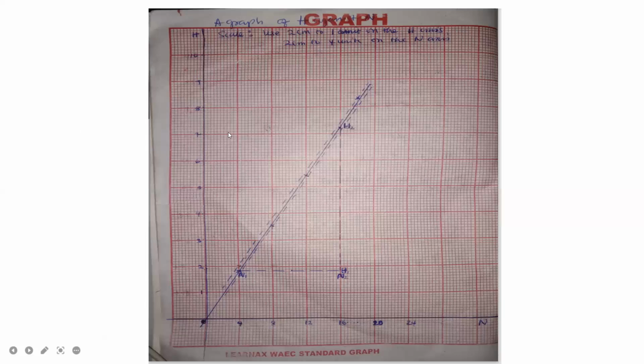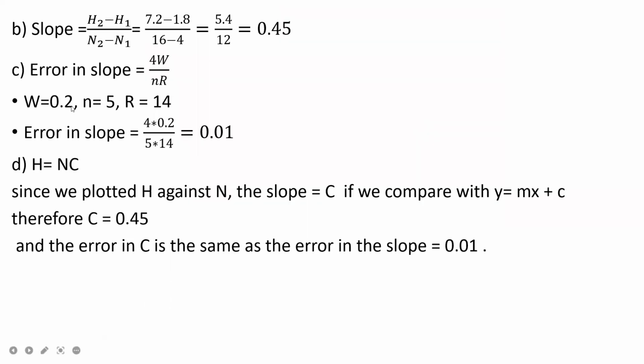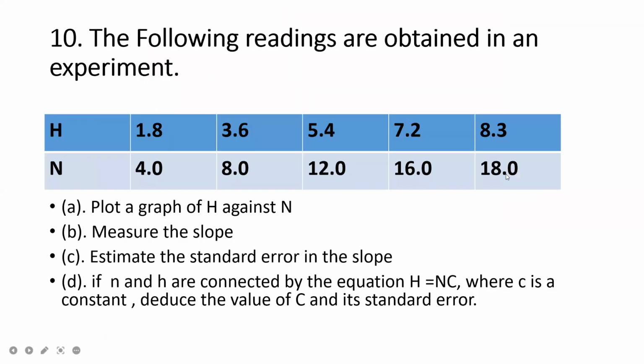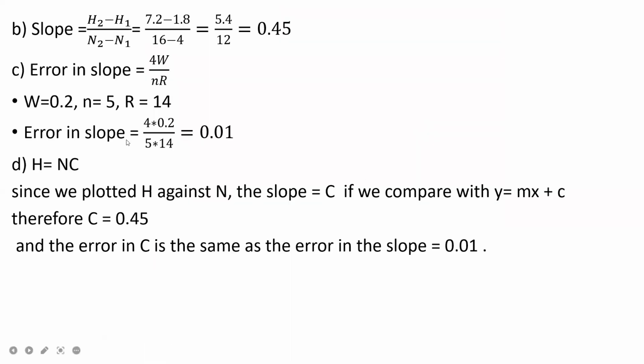So we have to calculate the error in the slope. Our vertical scatter is just the distance between the points here. We can take any point. I can decide to take this point and these points here. Measuring it, we see that our vertical scatter W is 0.2. The number of points plotted is 5. Our R is the range on the horizontal axis, which we have as 18 minus 4, which gives us 14 there. On putting that there, we see that our error in slope is 0.01.